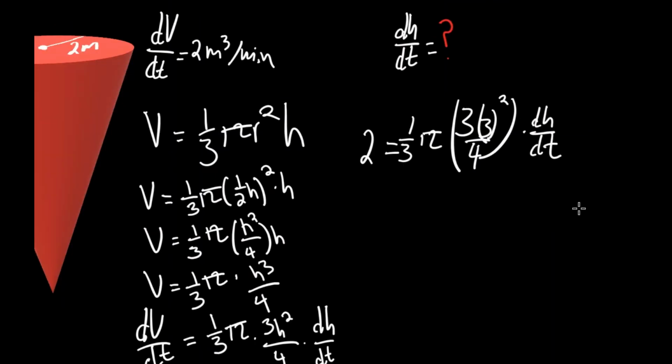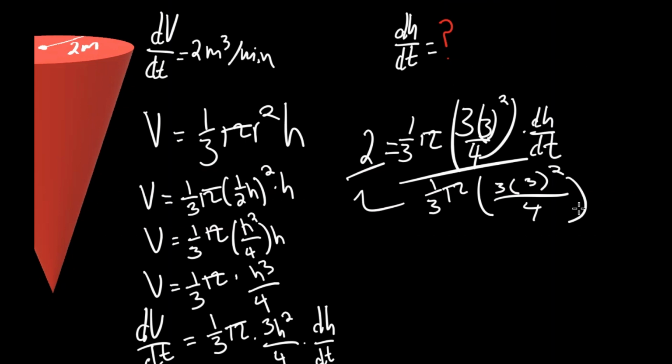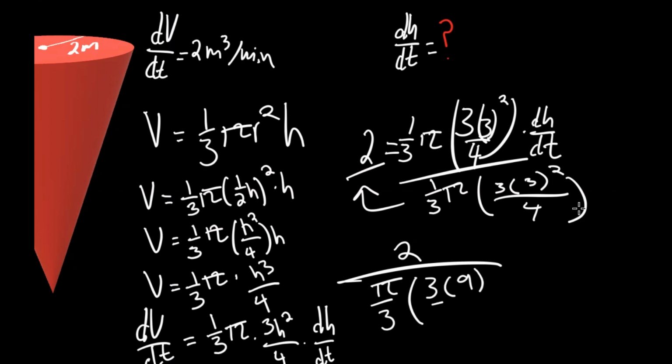And we're trying to solve for dh over dt. So we can move everything to one side by dividing the right side by itself. We divide by 3 over 3 squared over 4, and also divide the left side by that. So we have 2 over pi over 3 times 3 times 9 over 4 is equal to dh over dt.